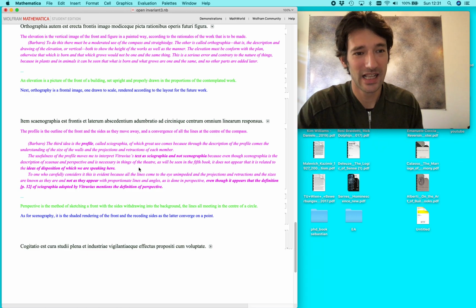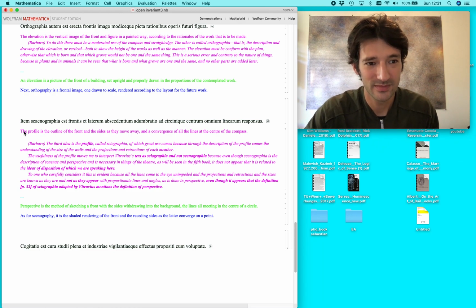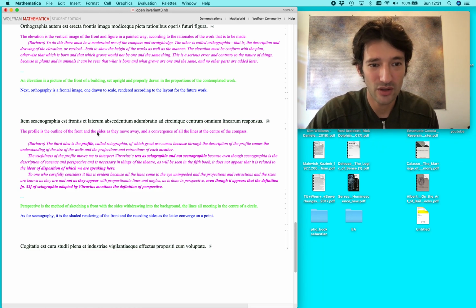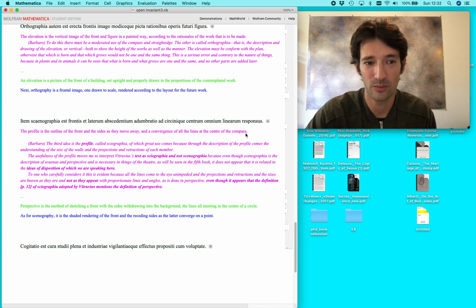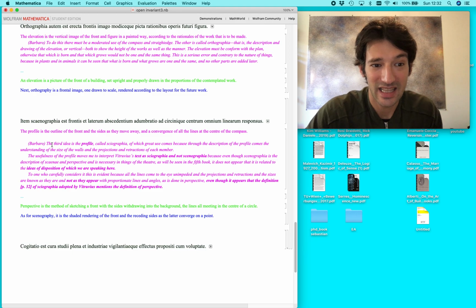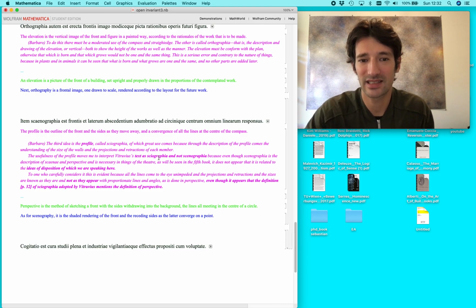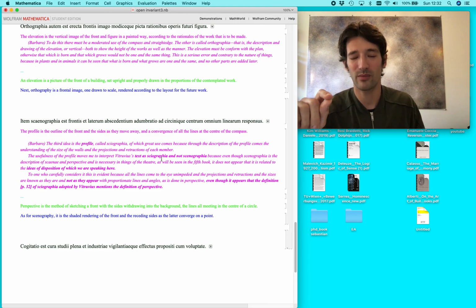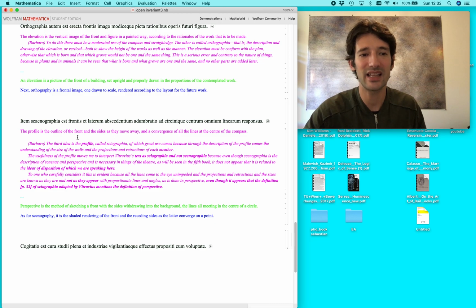And now look at this. With Barbaro, the profile is the outline of the front and the sides as they move away, a convergence of all the lines at the center of the compass. So this is the profile, which Vitruvius calls scenographia. And then he says, the third idea is the profile called sciographia. Sciographia, which is again a different word than scenographia. So to talk about Vitruvius' scenographia, he invented two words.